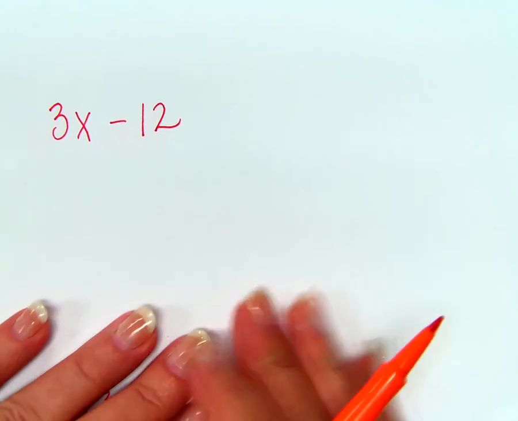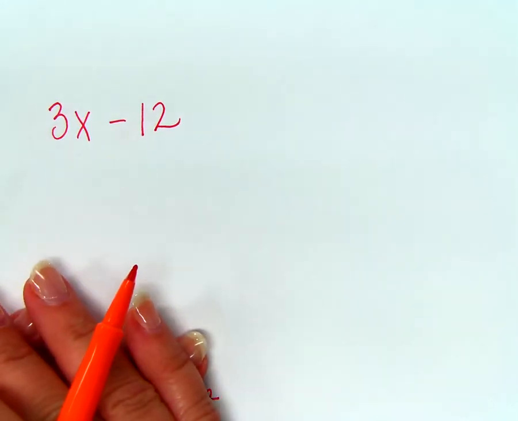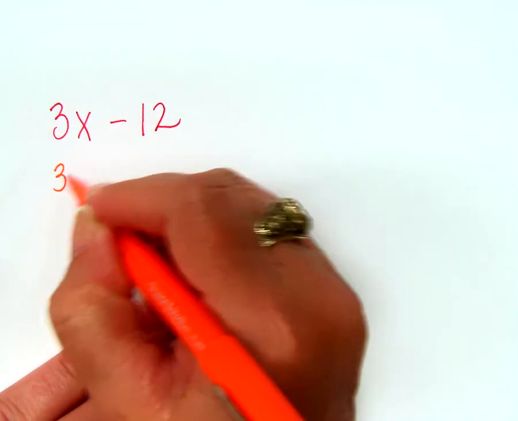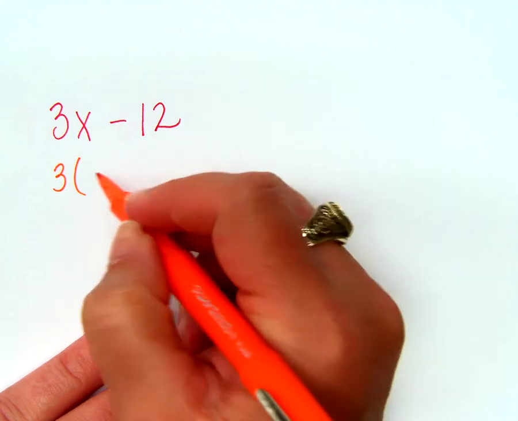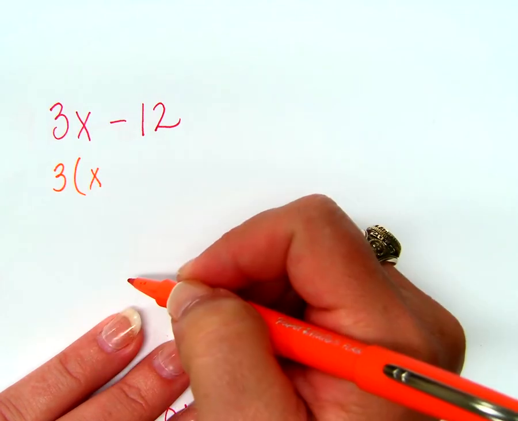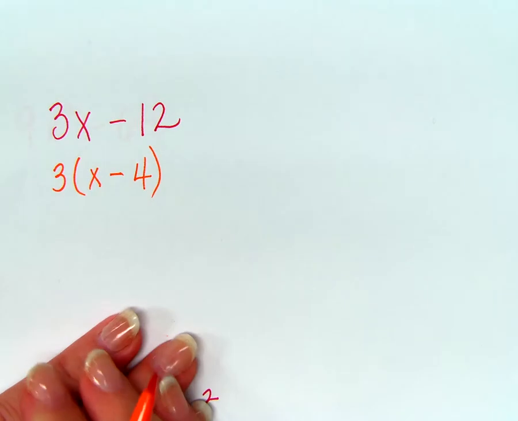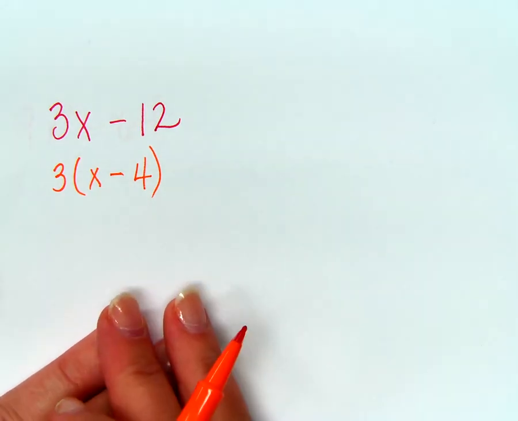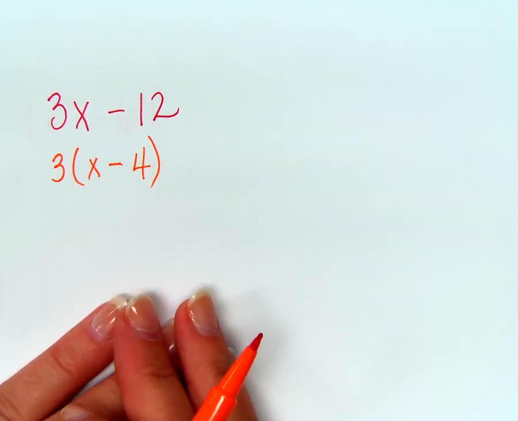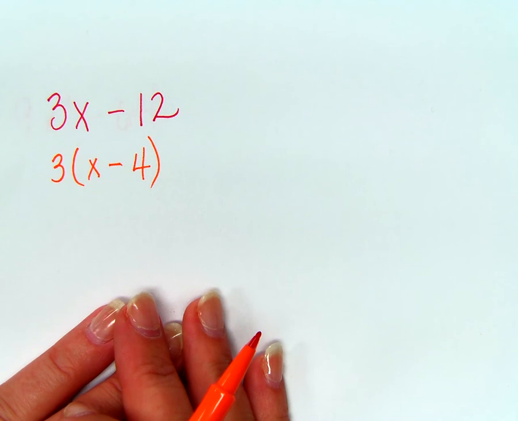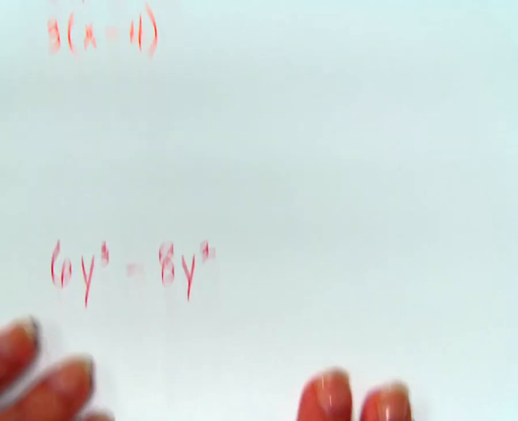What's the greatest common factor in these two terms? 3. If I divide a 3 out, what am I left with? Minus, x minus 4. Can you do anything else right now? No, because first of all, you don't really know anything else to do, right? But that's okay. What about this last one?